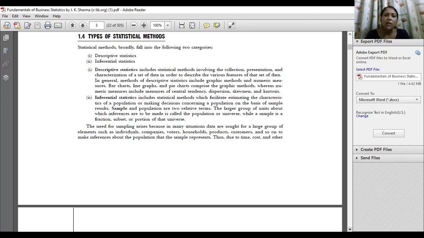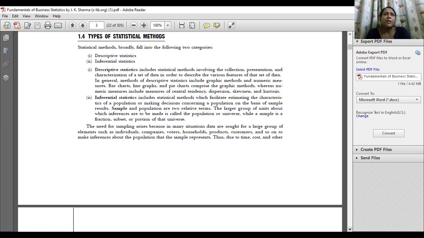So, what is written over there, we can see. Descriptive statistics includes statistical methods involving the collection, presentation, and characterization of a set of data in order to describe the various features of the set of data. In general, methods of descriptive statistics include graphic methods and numerical measures. Bar chart, line graph, pie chart, all are examples of descriptive statistics, which we are using in our daily lives, sometimes knowingly, sometimes unknowingly.